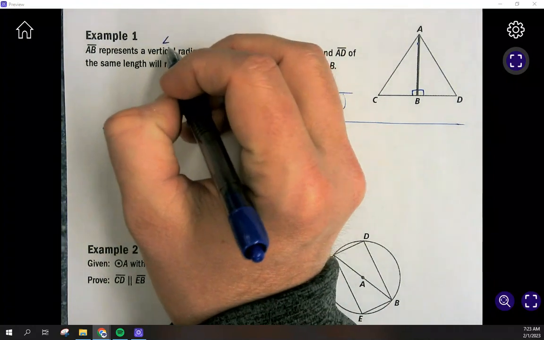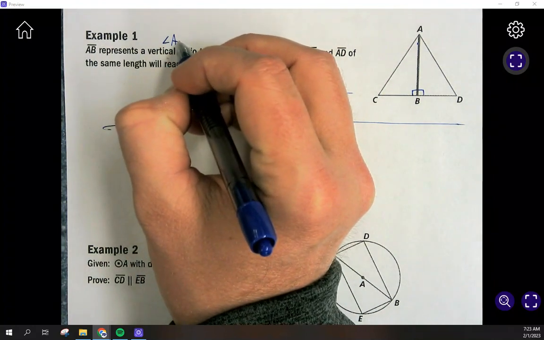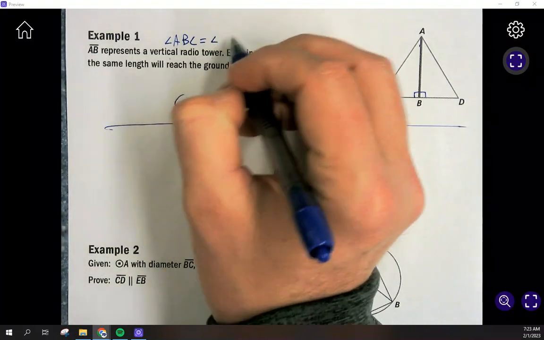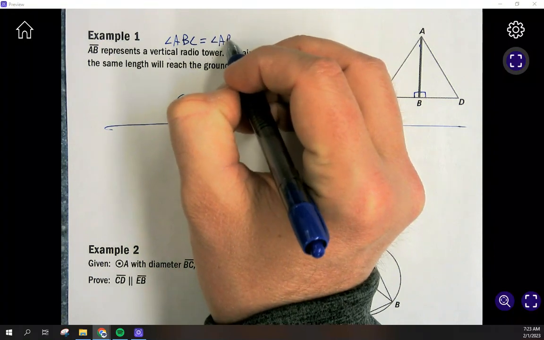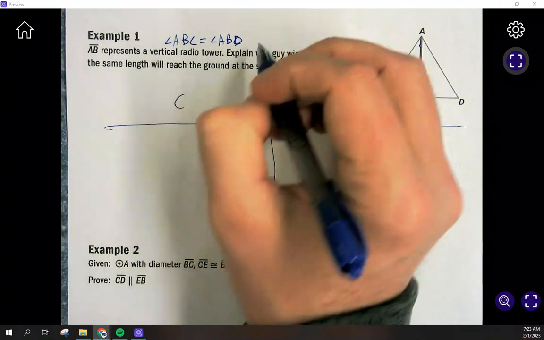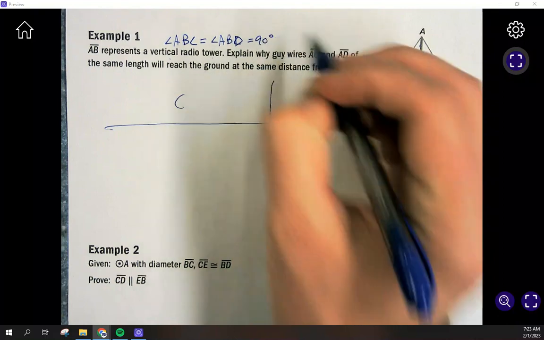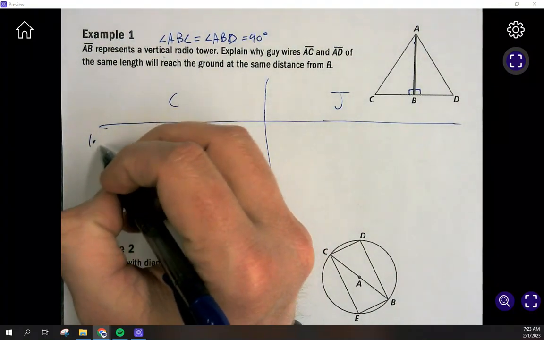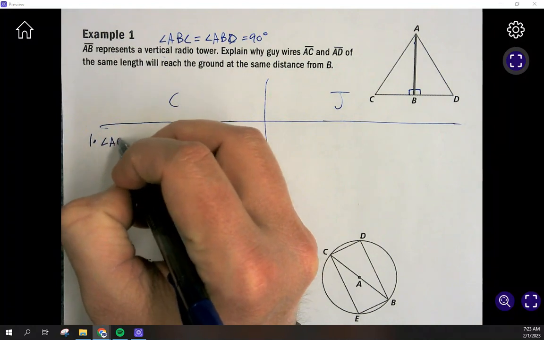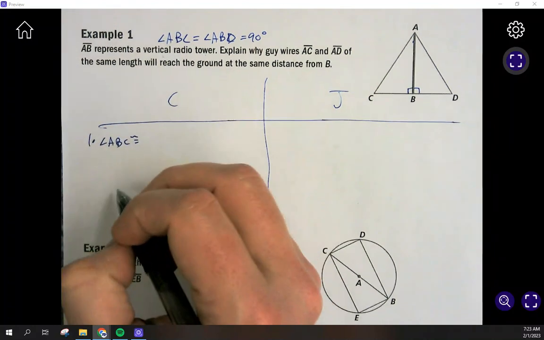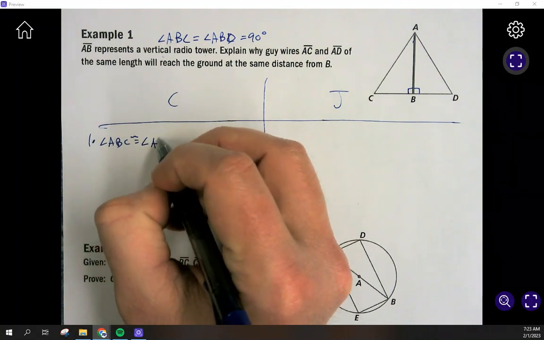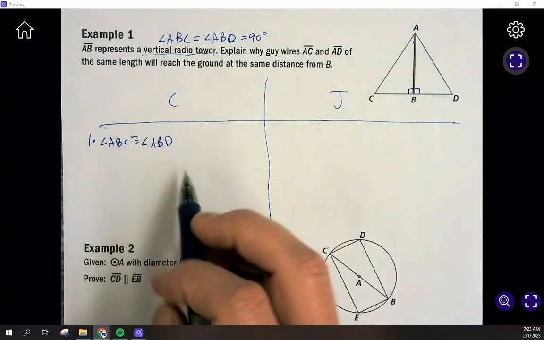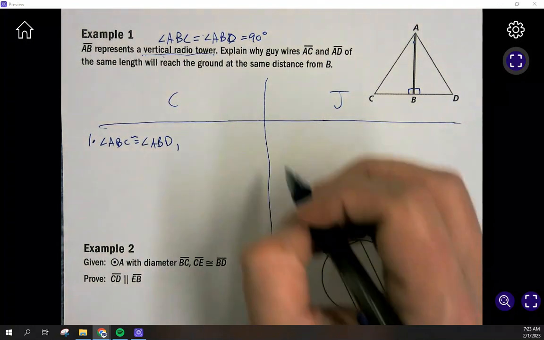Okay, so angle ABC has to equal angle ABD, and they have to equal 90 degrees. That's part of the given. Okay, so I'm going to put that right here. Angle ABC is congruent to angle ABD. When they tell us that this is a vertical radio tower, they've given us the fact that those are 90 degrees, so that's going to be part of our given.